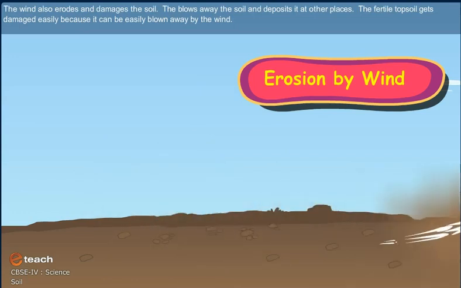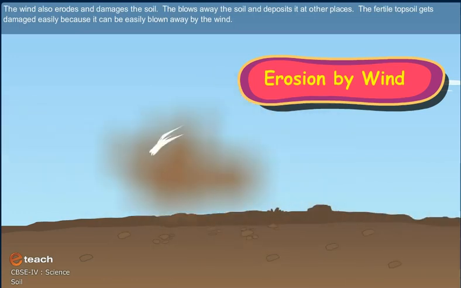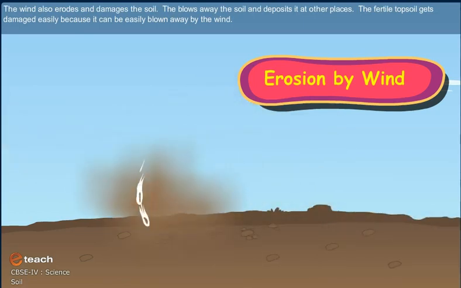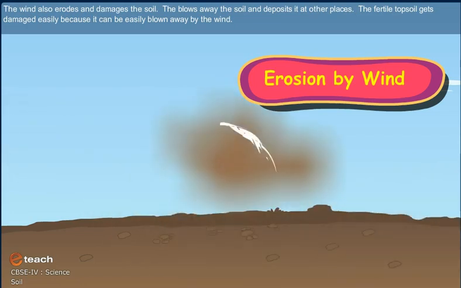The wind also erodes and damages the soil. The wind blows away the soil and deposits it at other places. The fertile topsoil gets damaged easily because it can be easily blown away by the wind.